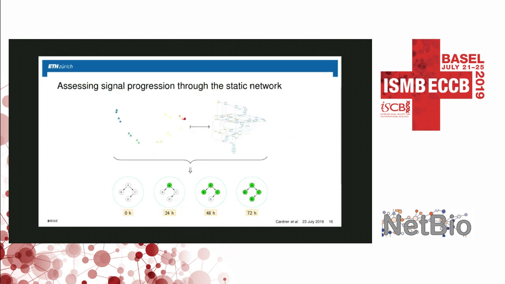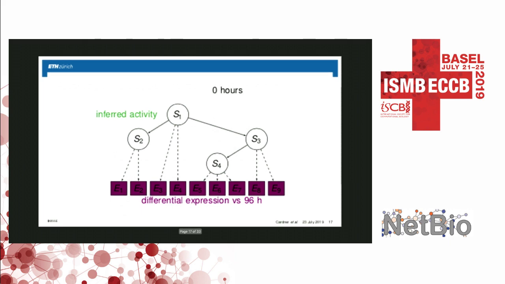And the intuition now is that we want to take these time series samples and really map them onto the static network that we have inferred using the nested effects model. And in that way, we want to assess how the function, how the activity is progressing through this network. How is the activation looking during the time series? And now we really have the reverse problem from before.